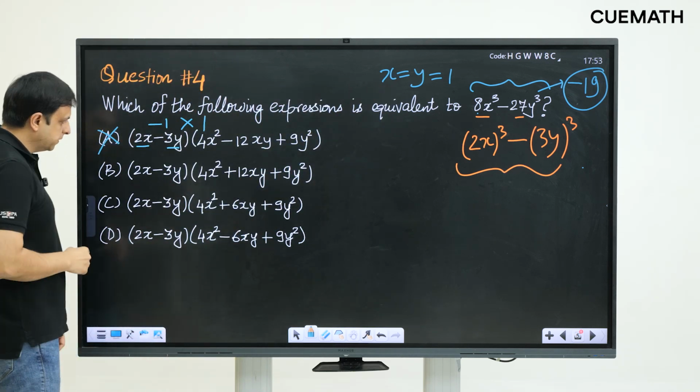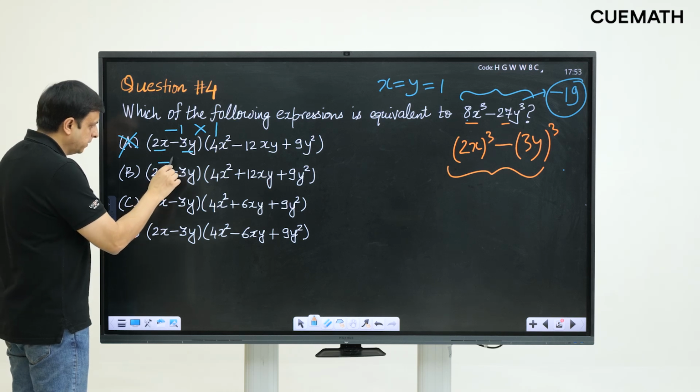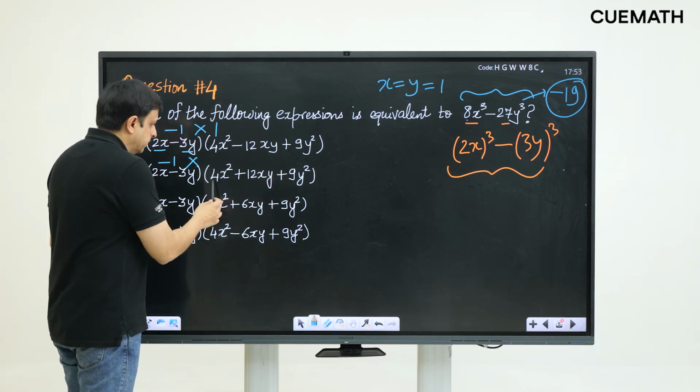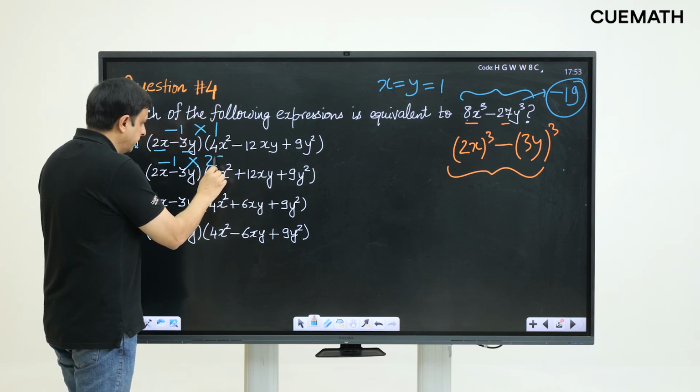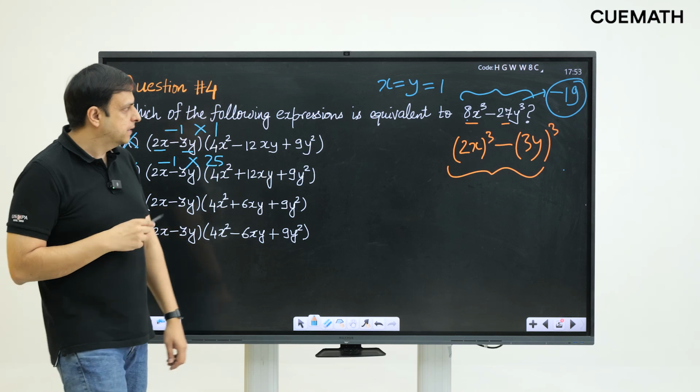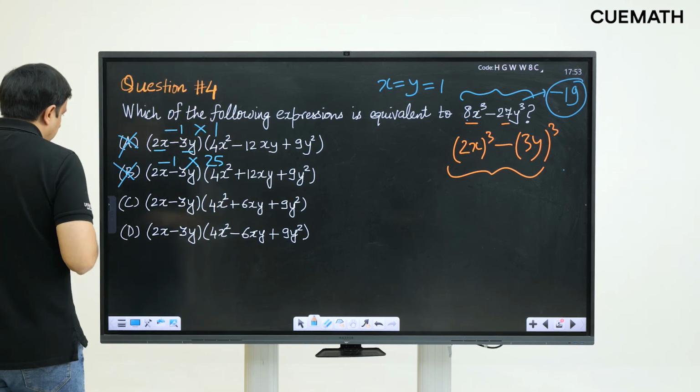Now in the second option, we have 2 minus 3, that's minus 1, times 4 plus 12 plus 9. So that's 16 plus 9 or 25. So minus 1 times 25. So this one also does not work. We need a minus 19. Yes. Now what about option C?